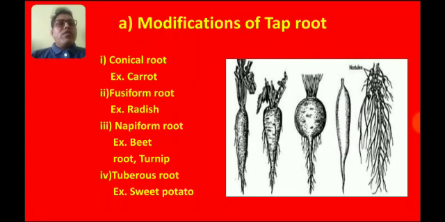Then the napiform root is a kind of root where the uppermost part is swollen and stores a large amount of food material, tapering towards the end into a hair like structure. Such a root is called the napiform root. It is observed in the beet as well as the turnip. Now the tuberous root is generally found in the sweet potato.